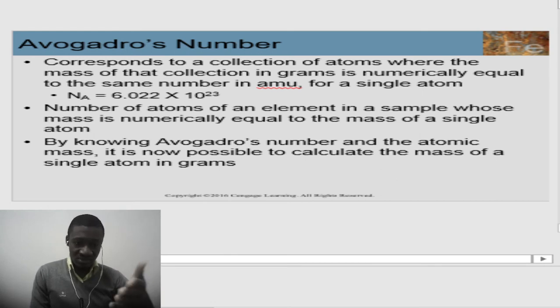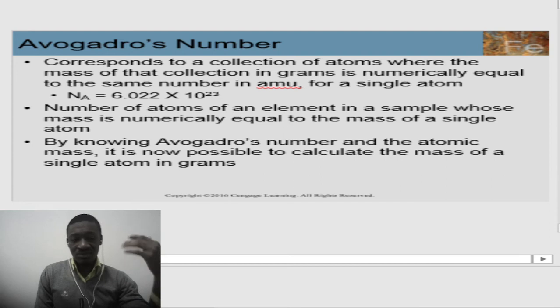It is 6.022 times 10 to the power of 23. This is a lot if you think about it, a lot of zeros. By knowing Avogadro's number and the atomic mass, it's possible to calculate the mass of a single atom in grams. So that's what we just said basically.